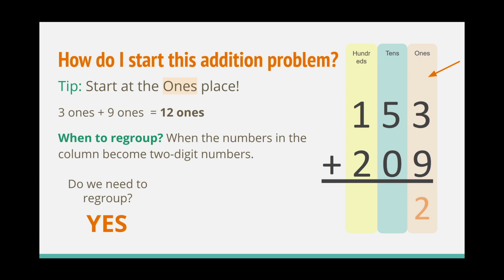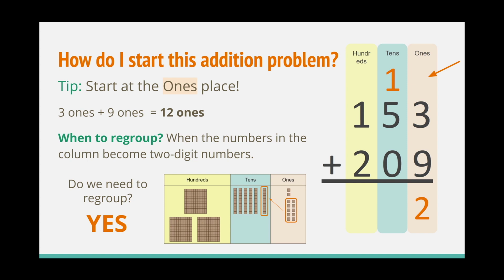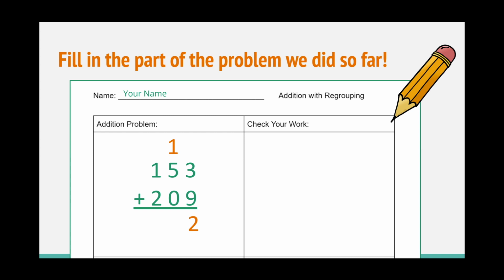So that means we put the 2 in the ones column, and we put the 1, which is actually one group of 10, in the tens column. That looks like moving these 10 ones to the tens column, and that's one 10 stick. That's why we have a 1 above the 5. So now we can fill out this part of the problem we did so far. You put the 2 in the ones column and the 1 in the tens column.